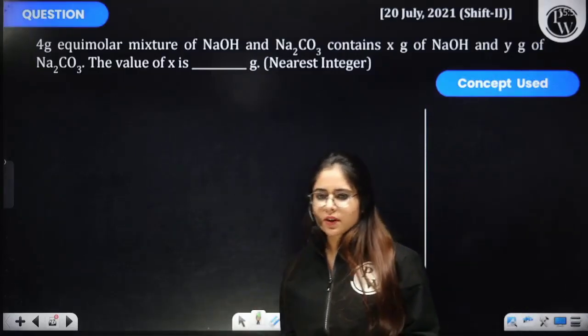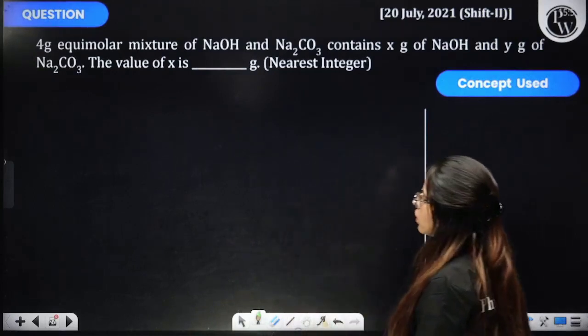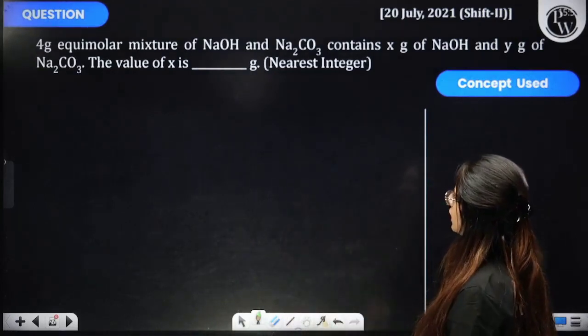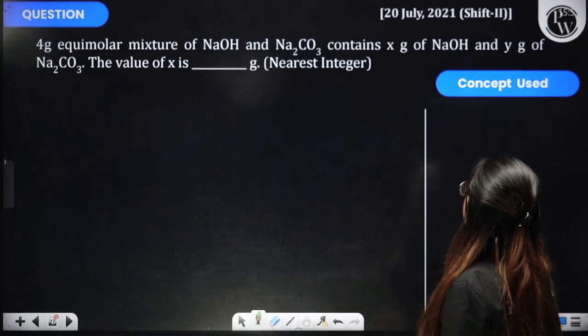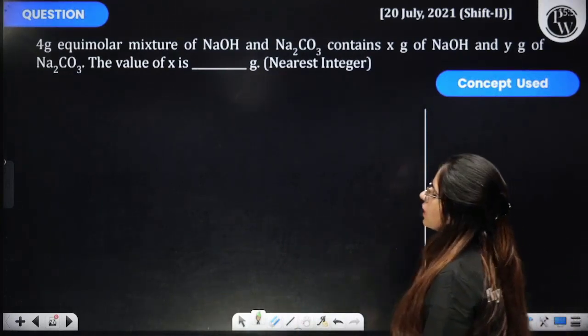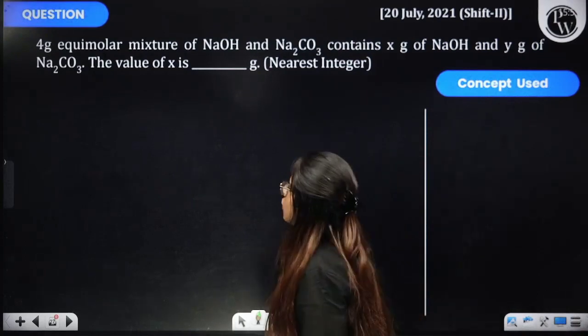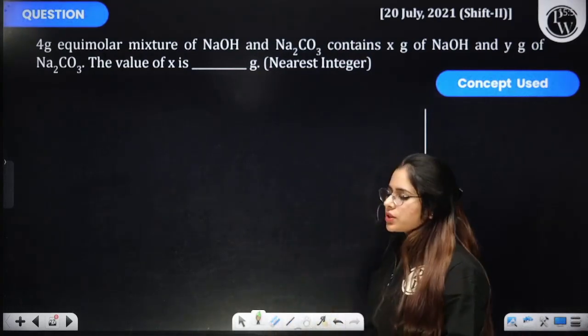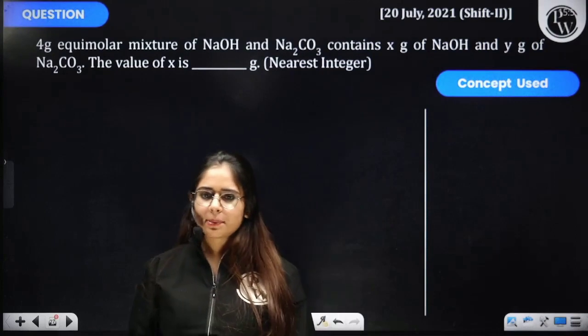Let's see this previous year question. The question says that 4 gram equimolar mixture of NaOH and Na2CO3 contains X gram of sodium hydroxide and Y gram of sodium carbonate. So the value of X is, so in the question you have been provided with the equimolar mixture.